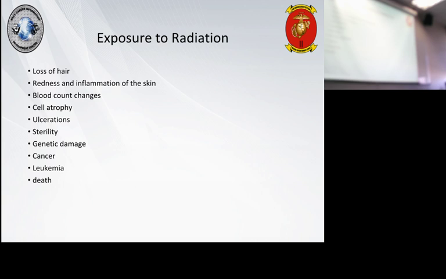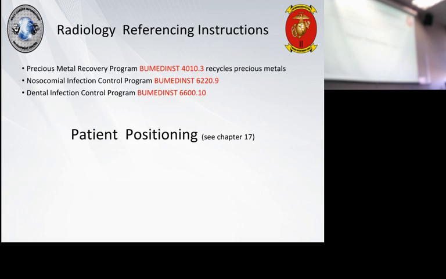Some signs and symptoms of excessive radiation exposure: loss of hair, redness or inflammation of the skin, and that's caused from the tissue damage that you're exposed to. Blood count changes, it'll kill those cells. Ulcerations, sterility, genetic damage, cancer, leukemia, and death. I heard the last one's really bad.